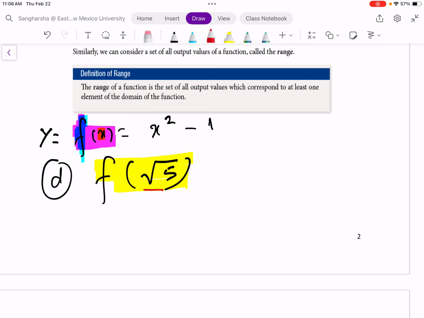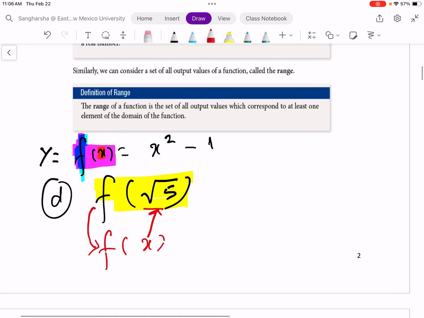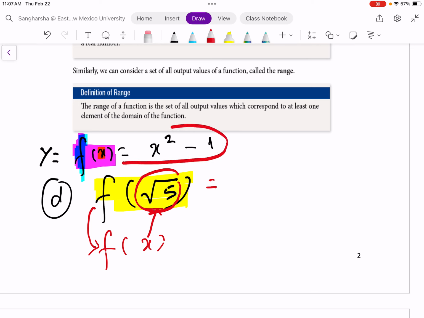And our x in general is input. We use x for the input, or we use x to denote the domain, and y to represent our output or the range. So here our x is square root of 5. In order to find the output, we substitute x equals root 5 for every x in our function. So this is the function. We substitute x equals square root of 5 in every x. So we have x square.